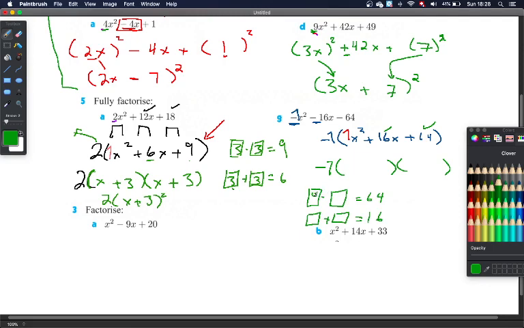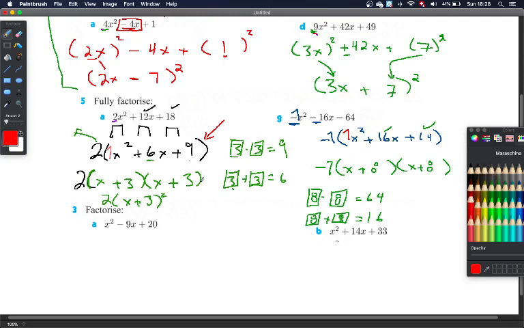So what do we have? We have 8, 8, and 8, and 8. 8 times 8 is 64. 8 plus 8 is 16. Perfect. So we put our x here, our x here. Our first number is positive 8, and our second number actually is the same thing, positive 8.